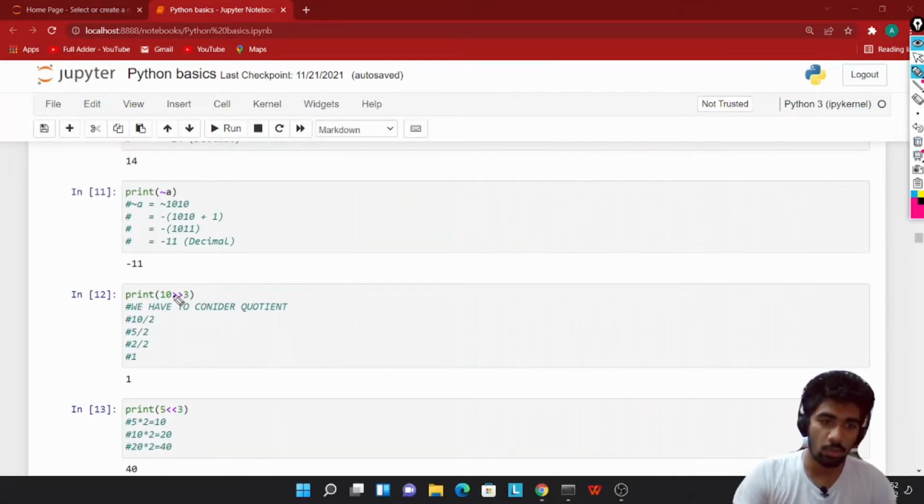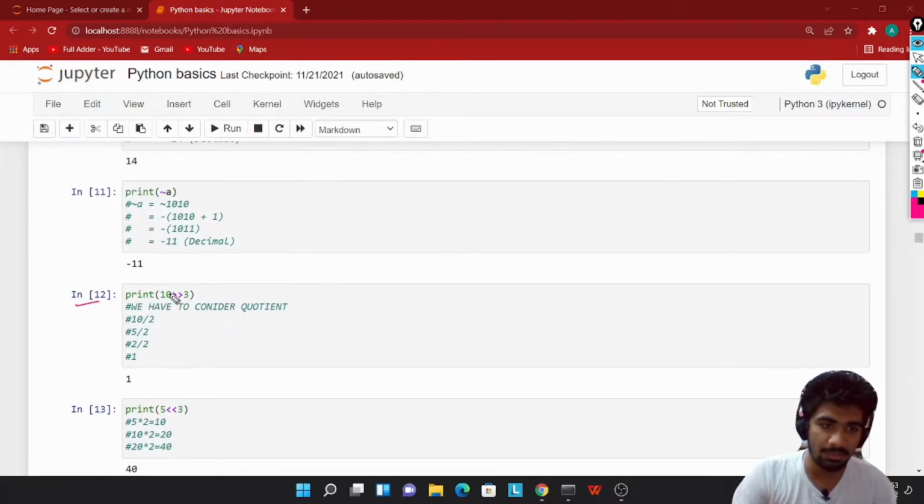Let us try to see two more operators. This is the bitwise right shift operator and this is the bitwise left shift operator. Let us try to see how these operators work. Here also let us try to understand this in decimals, because understanding this in decimals is pretty easier than understanding it in binary. Let me tell you how these operators work.